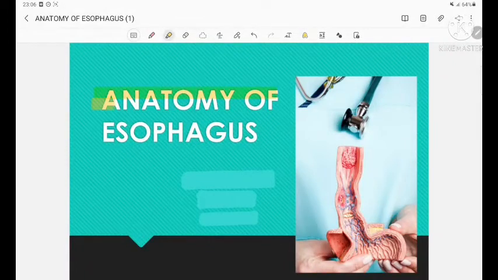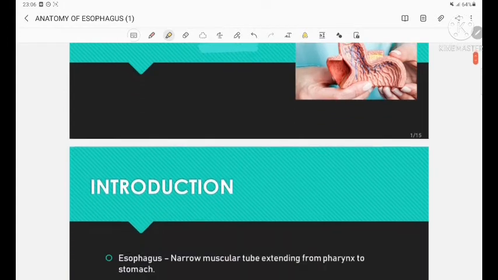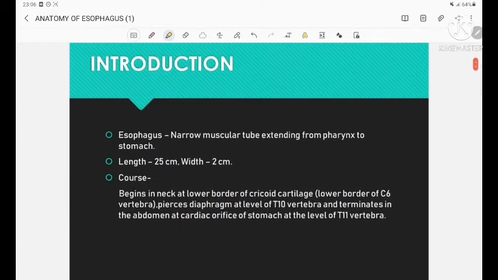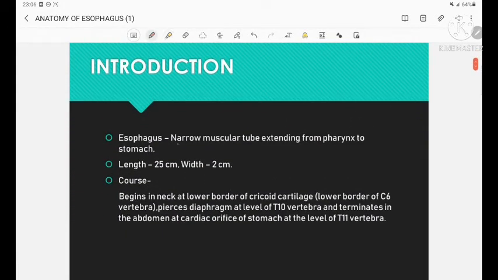See about the anatomy of esophagus. Esophagus is a narrow muscular tube which extends from the pharynx to the stomach. The length of the esophagus is 25 cm and its width is about 2 cm.